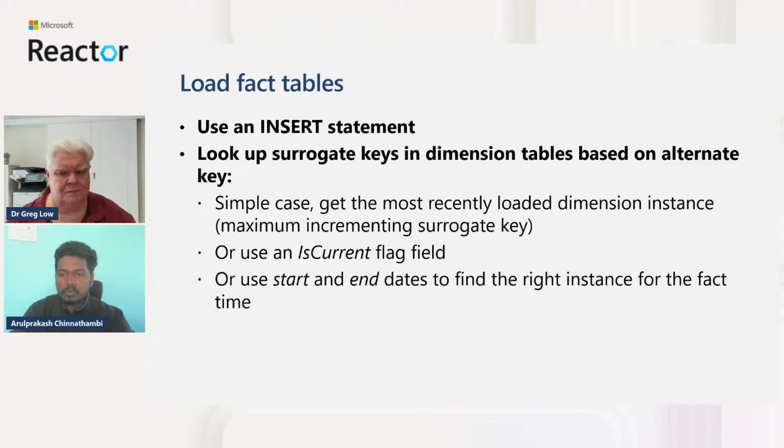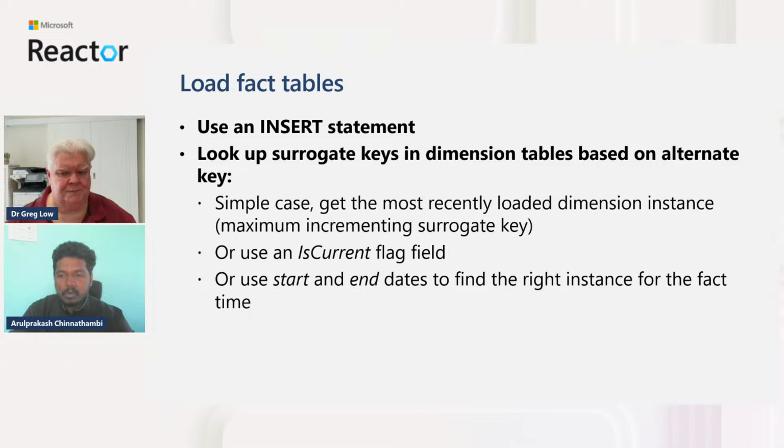When dealing with slowly changing dimensions in the data warehouse, it is crucial to identify the appropriate version of the dimension record to ensure the correct surrogate key is used. In many cases, you will retrieve the latest current version of the dimension. However, sometimes you might need to find the correct dimension record based on the start and end date columns that indicate the period of validity for each version of the dimension.